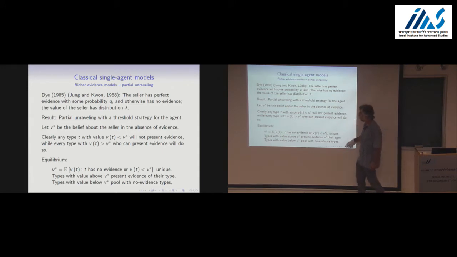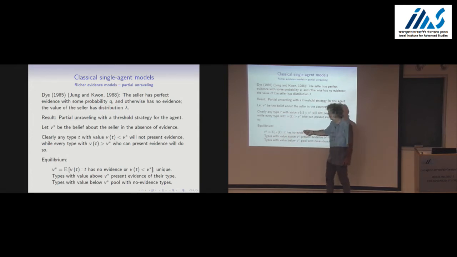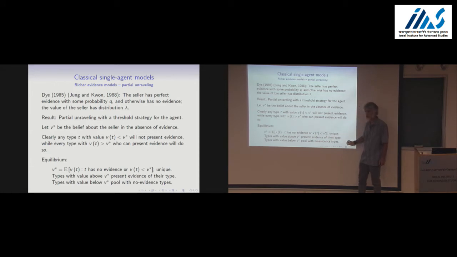Okay? So in equilibrium, what's V star going to be? It's going to be the expectation. Who's not going to present evidence? Those with a value less than V star, and those who have no evidence. So it's going to be the expectation of the V, subject to the fact that T has no evidence or it's less than V star. Okay? One can show that this solution is unique for any probability distribution, and therefore in equilibrium we're going to have a V star like this. Types with values above will present their evidence. Types with value below will pool with the no evidence types. Okay? And we'll have partial unraveling.